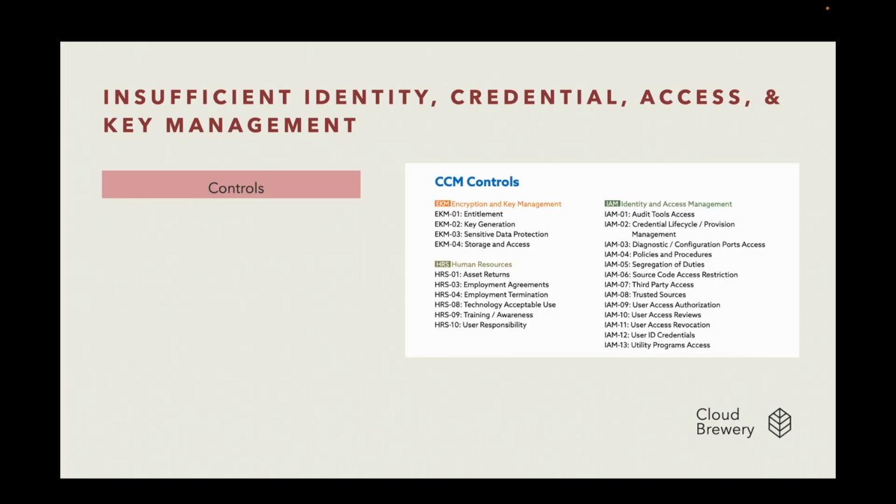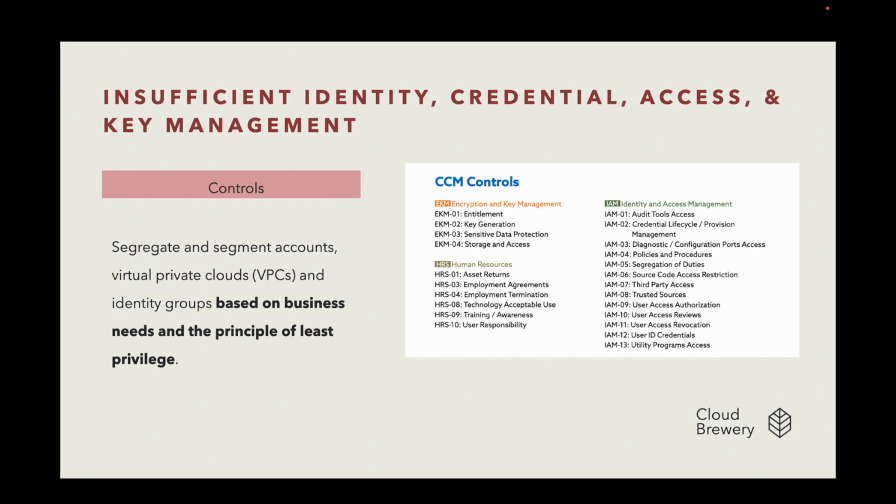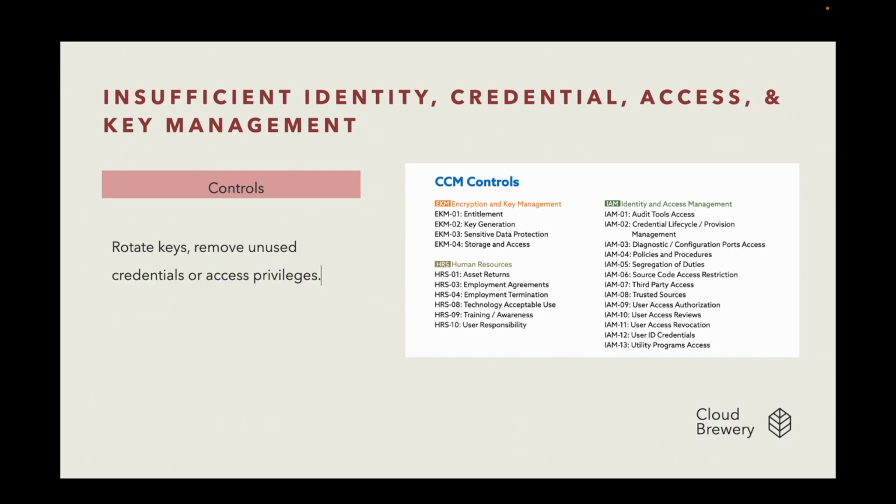The Cloud Controls Matrix covers multiple controls for strong identity and access management practices to mitigate this threat. You could secure your accounts by including two-factor authentication and limit the use of the root account. Practice the strictest identity and access controls for cloud users and identities. Segregate and segment accounts, virtual private clouds, and identity groups based on business needs and the principle of least privilege. You should also rotate keys, remove unused credentials or access privileges, and employ central programmatic key management.